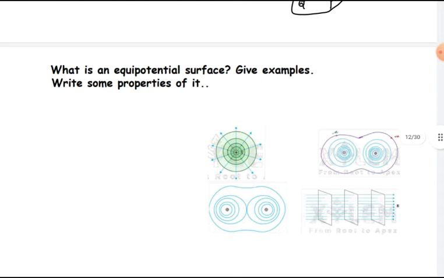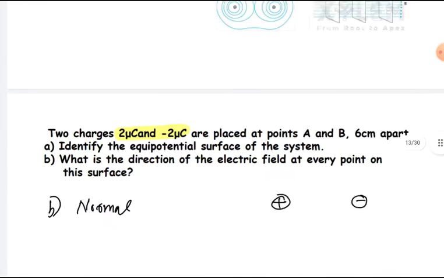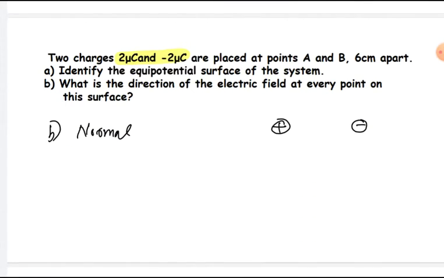Then the next question, give examples. For example, you can draw any one of these four pictures, and write two properties of it. So you can write the work done in moving a charge from one point to another is 0, and the equipotential surfaces will never intersect with each other. That's more than enough. Normally we have to learn 6 properties, but for now you just learn these 3 properties.